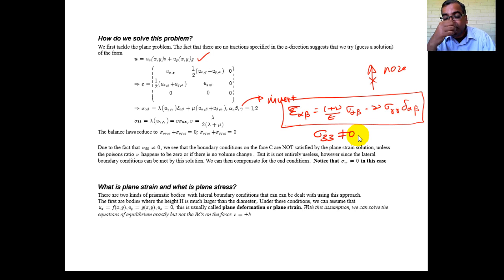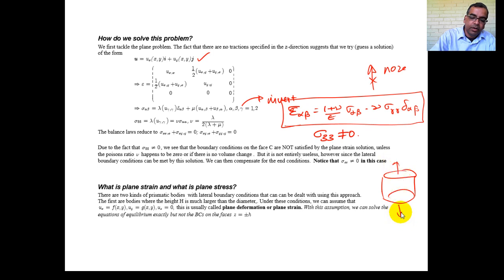So what happens is, if sigma 3,3 is not equal to 0, there is no way you can satisfy the top and bottom boundary condition. You're with me? That's not possible because sigma 33 will not be 0. If sigma 33 is not going to be 0, the top and bottom are not going to be traction free. What are you going to do?